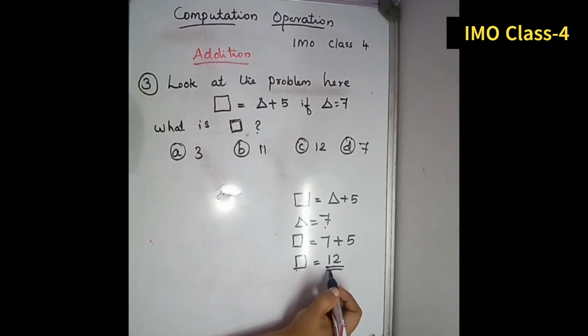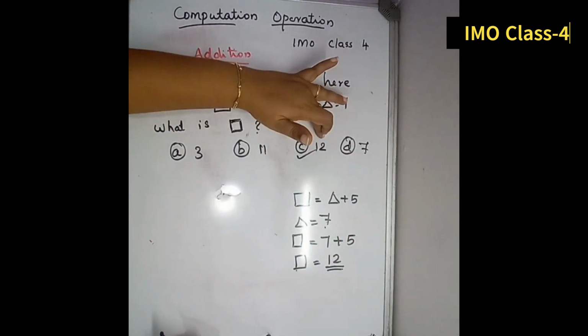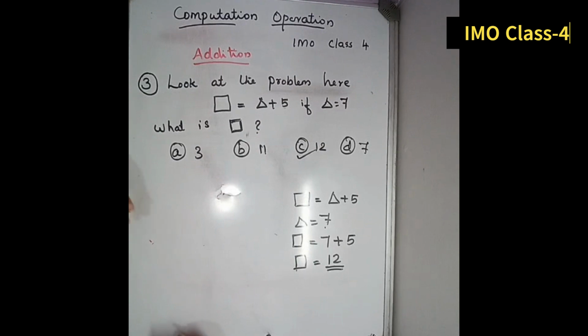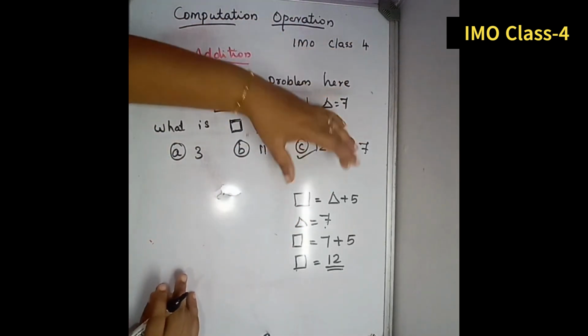Let's check the options here. Option C, that is 12. 12 is the value of square. Okay, this is a simple question. You just need to put the value of the given symbol into the equation.